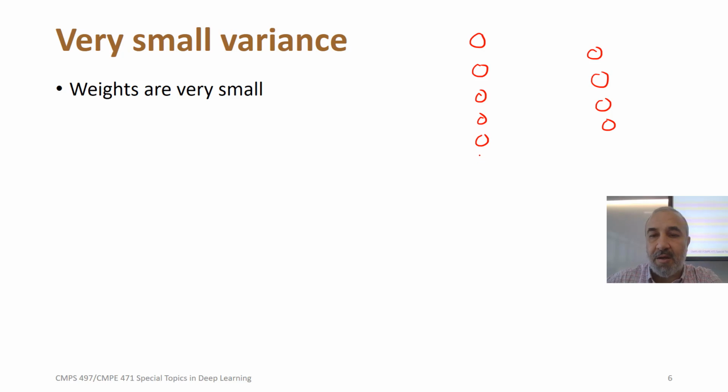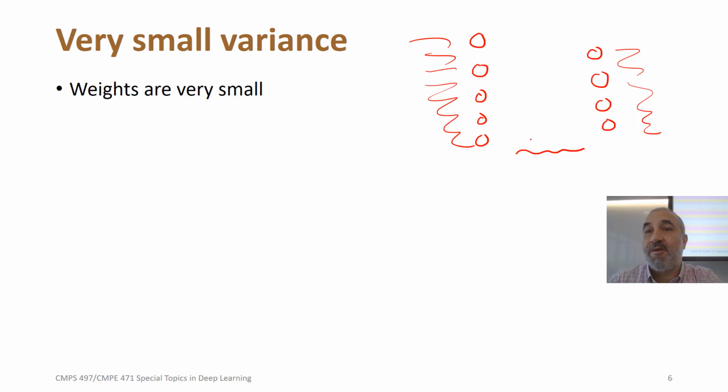Let's say that we have here the rest of the network. Let's say that we are setting the weights in between these two layers, and the number of units here is dh, and the number of units here is dh prime. When we say the variance is very small, that means that the weights will be very small, right? So I'm talking about the weights here, between these two layers.